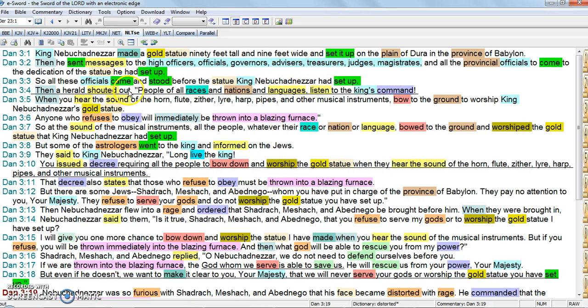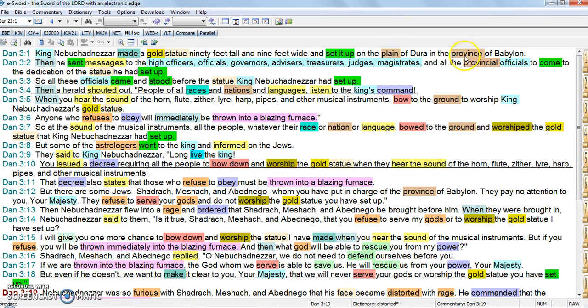And when we finish with this introduction, then a herald shouted out, "People of all races, nations, languages, listen to the king's command." Here we see 3 words repeated that are related to communication. And this word command is related back to communication, but it carries a much heavier bearing, because this reveals what the king is trying to accomplish as we go through this story.